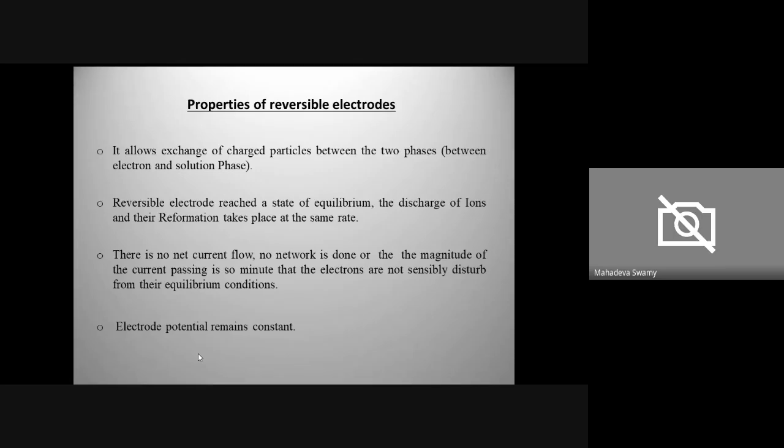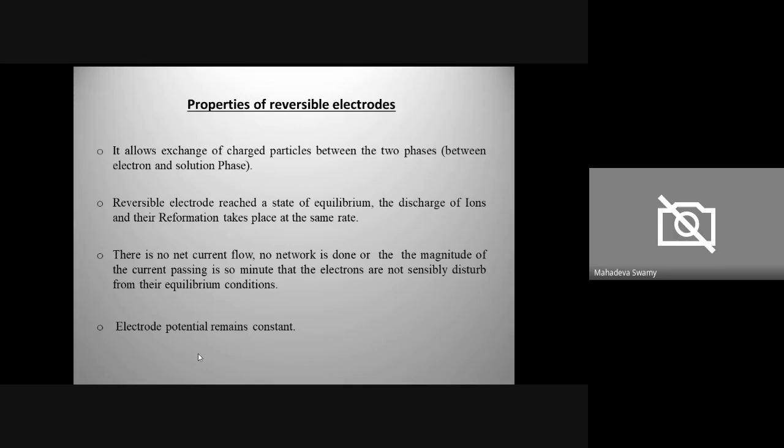Then the third one: there is no net current flow, no net work is done, or the magnitude of the current passage is so minute that the electrons are not sensibly disturbed from their equilibrium condition. If you are not supplying any external source, there is no net current flow through the solution, so it will not disturb the double layer established between the electrode and the solution. So this is another property.